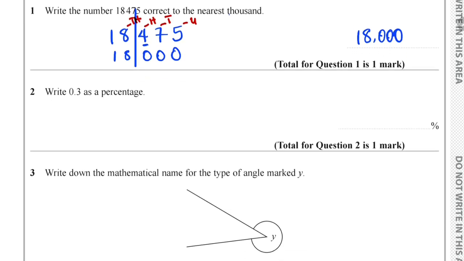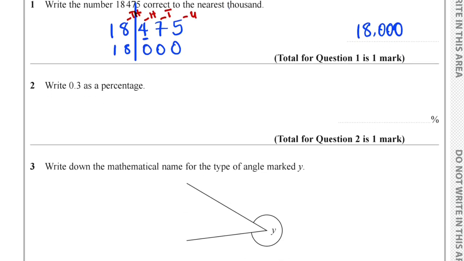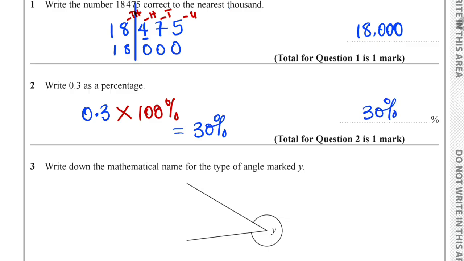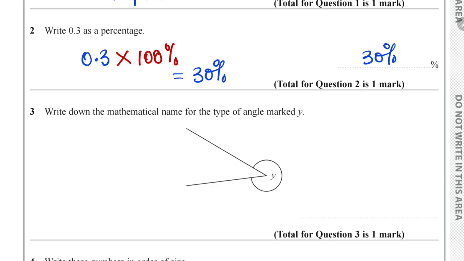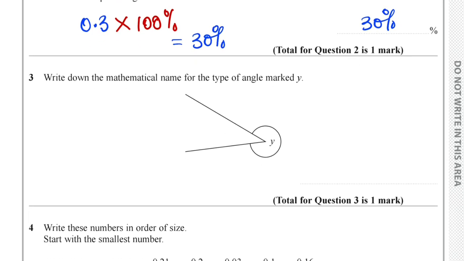So let's go to the second question. The second question says, write 0.3 as a percentage. Now, whenever you are to convert anything, whether decimal or fraction, to percentage, all you need to do is to multiply by 100%. Okay, and if you do that, you're going to have your 30%. So your answer is 30%. Now these are very simple questions that you can do in less than 3 seconds, right? So you take note of that.